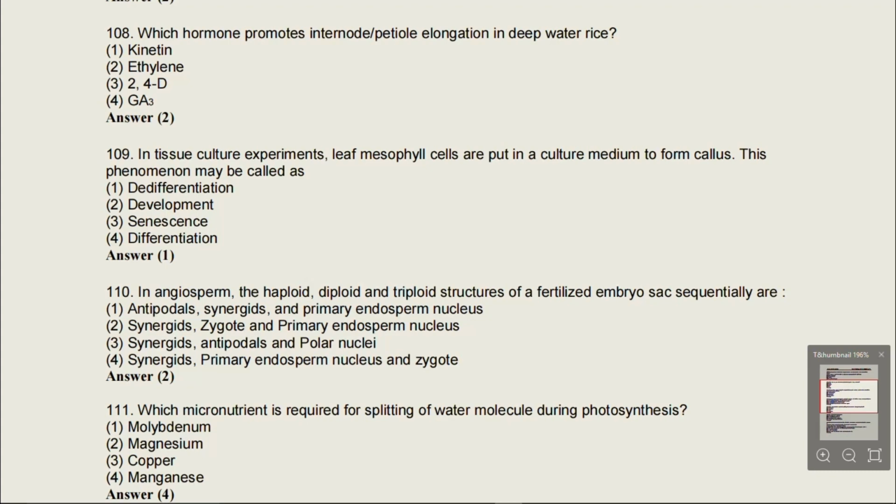The next one, which micronutrient is required for splitting of water molecule during photosynthesis? The answer is option 4, manganese. These minerals involved in the water splitting reaction during photosynthesis are manganese and chlorine. This question is taken from Unit 4 Plant Physiology, Chapter 11 Photosynthesis in Higher Plants.